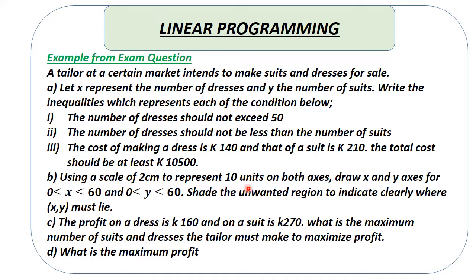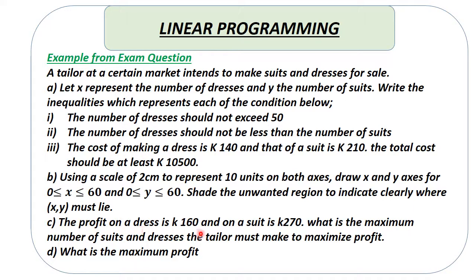Using a scale of 2 cm to represent 10 units on both axes, draw x and y axes for 0 to 60 on x and 0 to 60 on y. So your x values should range from 0 to 60, and your y values should range from 0 to 60. And 2 cm on your graph paper should represent 10 units. 2 cm is a single box on a normal graph paper, so each single box should represent 10 units. You start in the x with 0, 10, 20, 30, 40, 50, 60. Then in the y also 0, 10, 20, 30, 40, 50, 60. This is very important, because if you don't get the instructions here, you're going to have trouble. When you are done plotting your inequalities, you go to part C.